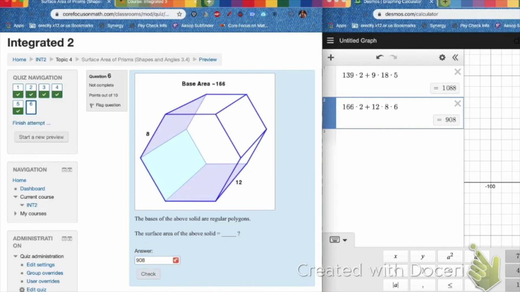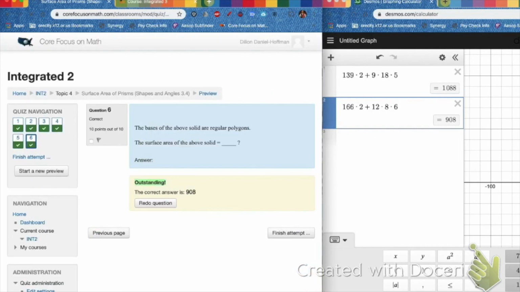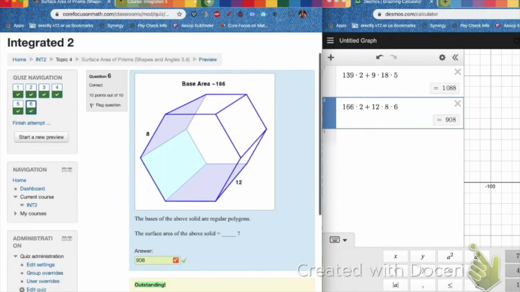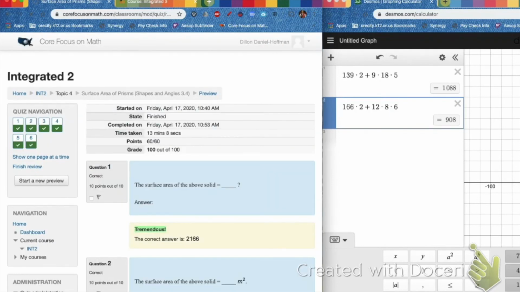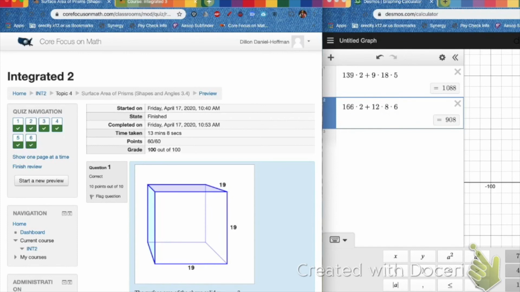So you do your base area times 2, plus your length and width of your outside rectangles times 6. When you get this right, you will hopefully have all 6 problems done correctly. You can submit it. When you do, you will see that you get 100%. This took me a little bit longer than I was hoping, but you know what? That computation, just explaining it on Desmos, takes a little longer.